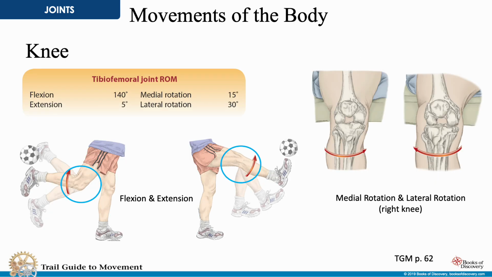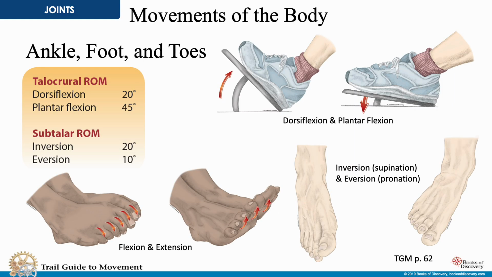Knee range of motion, flexion and extension, medial rotation and lateral rotation, and this is showing the right knee here. Ankle, foot, and toes, you have dorsiflexion and plantar flexion, flexion and extension, inversion, which is supination, and eversion, which is pronation.